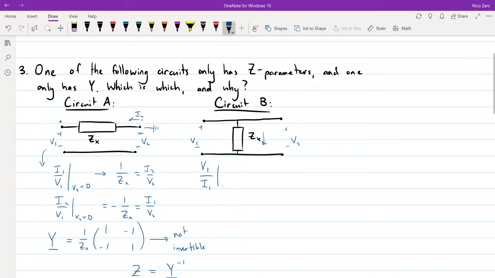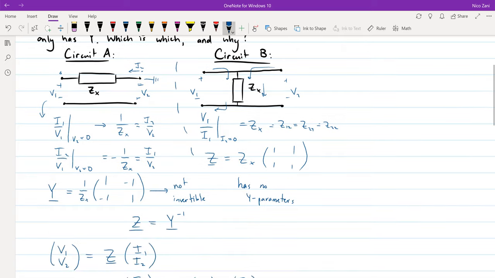This is I2 equals zero. And so this would just be Zx, right? When I set I2 equal to zero, the current that goes down this way would be zero, but that doesn't mean that this current necessarily is zero, right? But we know that the voltage across both of them would just be Zx. And this applies to Z12 and Z21 and Z22 as well. So what we get is that our Z matrix is Zx times 1, 1, 1, 1. And again, this matrix is not invertible. And as a result, it has no Y parameters. Draw a quick line there.